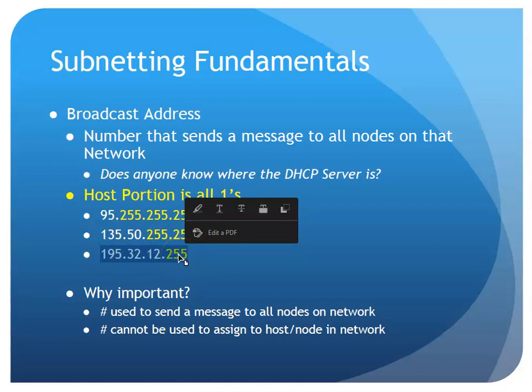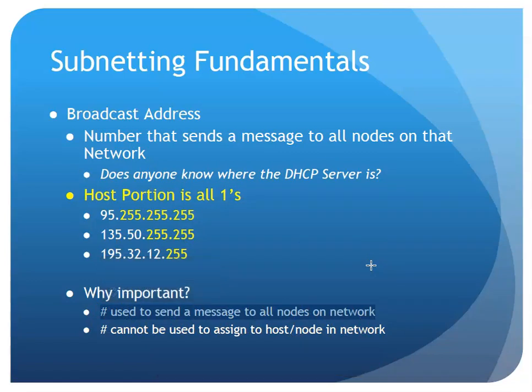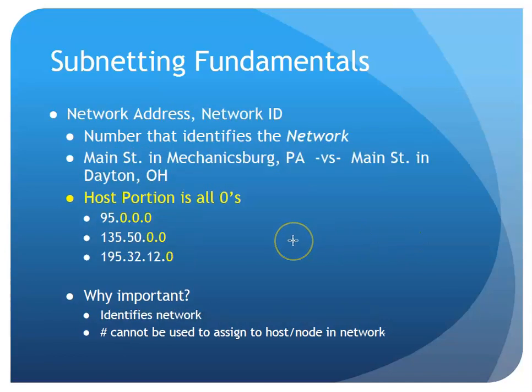Again, why is this important? It's two reasons. One, this number is used to send a message to all nodes on the network. Number two, because of that, I can't actually assign it to anything. If I assign that number to a printer, every time we went to print to it, that message would go to everybody in the entire network. Here's this file to print. Okay, that doesn't work. We can't assign that to anything. So those are numbers that we need to keep aware of. Eventually we're going to put in a chart to make sure they're in separate columns, so that we don't assign them to router ports or servers or anything like that.